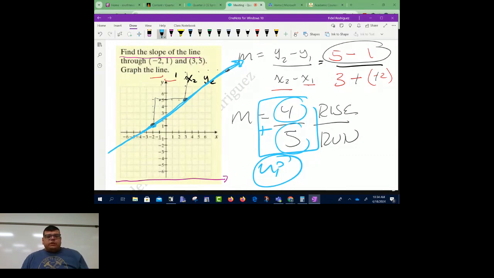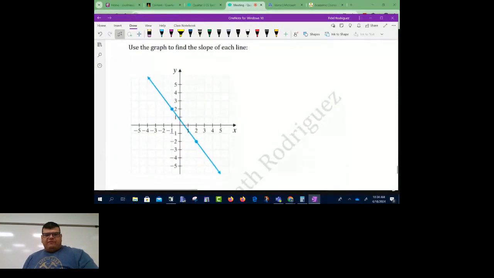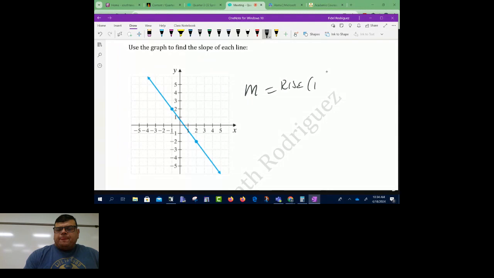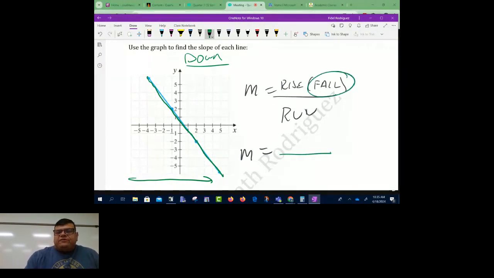All right, let me scroll down a little bit further. What I want us to do is see if we can find the slope of these lines. Remember, it's either going to be the rise or the fall all over the run. First thing, I'm going to notice my line is going down, right? Again, from the left to the right, that line goes down. So in this case, it's going to be a fall. Because it's a fall, that number is going to be negative.